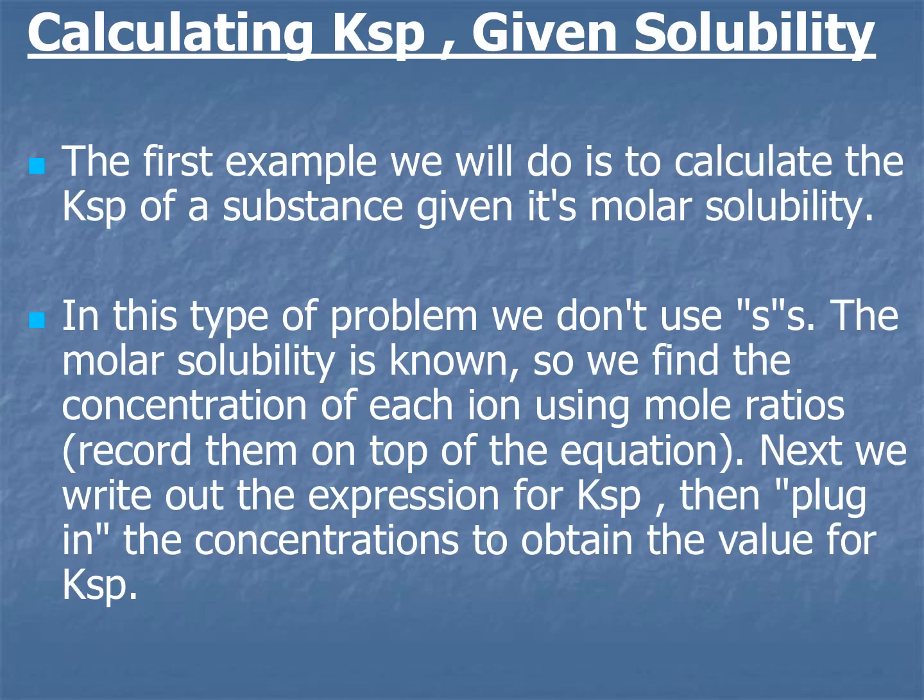This next time we can actually calculate the Ksp given the solubility, going back and forth. In the first example, we will calculate the Ksp of a substance given its solubility. In this type of problem, we don't use the S's. The molar solubility is known, so we just need to use the concentrations of each ion.